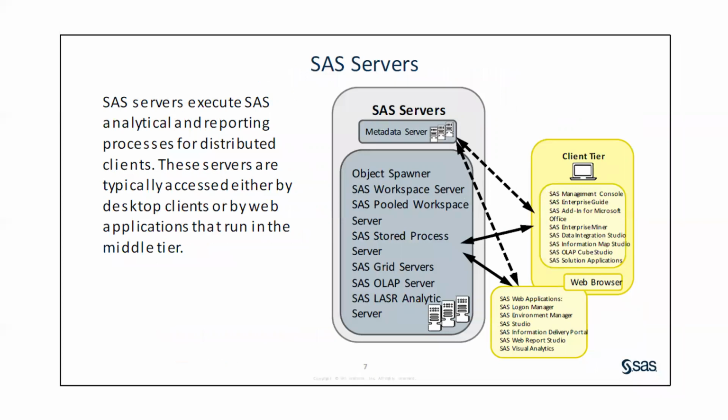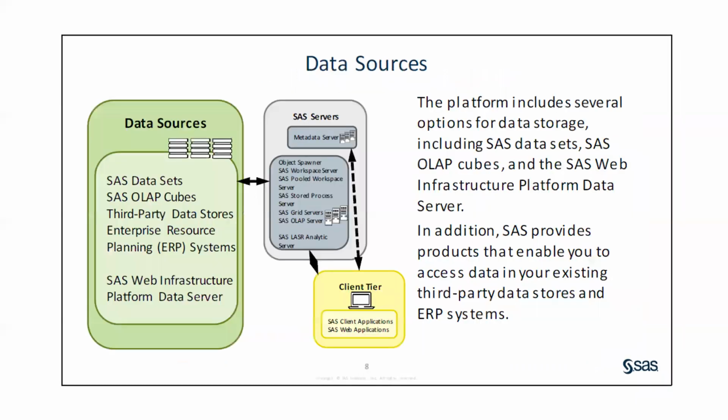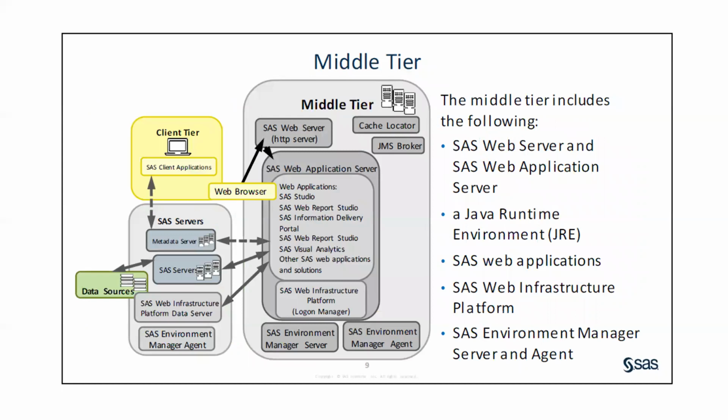Then we have different types of SAS servers. Just now we discussed object spawner, workspace server, pooled workspace server, stored process server, grid server, OLAP server, like that. What is the advantage with servers? I will explain later. Then coming to the data sources, we have different types of data sources, and the middle tiers and the web tiers.